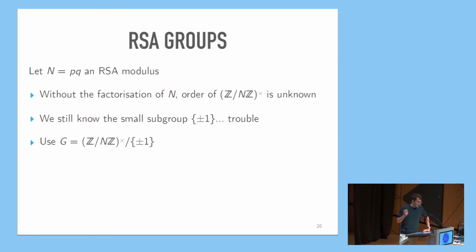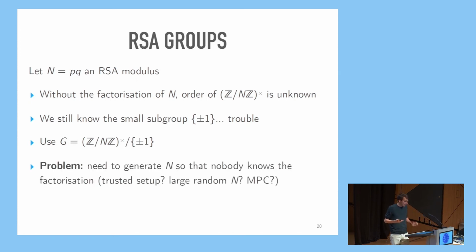There's a problem in this setup, which is that you have to generate a group of unknown order, but unknown by anyone in the world. So you have to generate a number n that is a product of two large primes, and no one has to know the factorization. So there's solutions to that. You could assume some trusted setup. So if someone you trust, just have him generate your random RSA modulus. But of course, you don't want to do that.